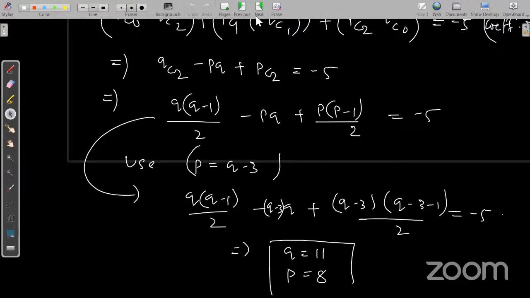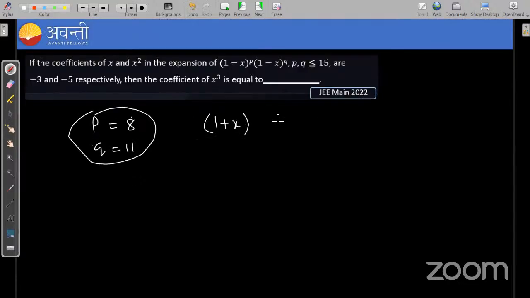So you got the value of P and Q, right? P as 8 and Q as 11. Now you can easily write the expansion: 1 plus x to the power 8 and 1 minus x to the power 11. So write the series form of these two expansions, that is summation from R equal to 0 to 8, 8C_r x to the power r.